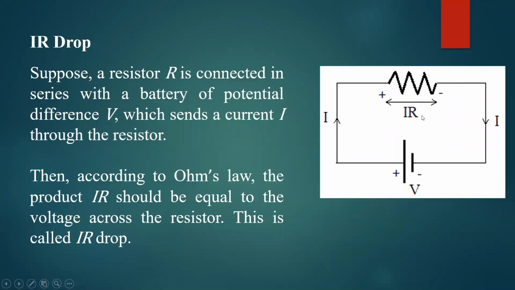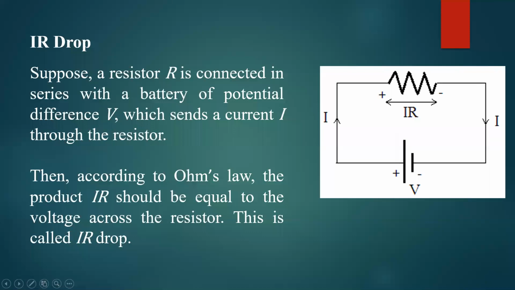It is called IR drop. So voltage will drop across the resistor. How much voltage drops here? If only one resistance is connected, the entire voltage will appear across the resistance. That is called IR drop. What do you mean by IR drop? IR drop is the effective voltage across the terminals of the resistor. So this is basically representing the voltage because V equal to IR. So IR drop is actually giving you the voltage across the resistor.